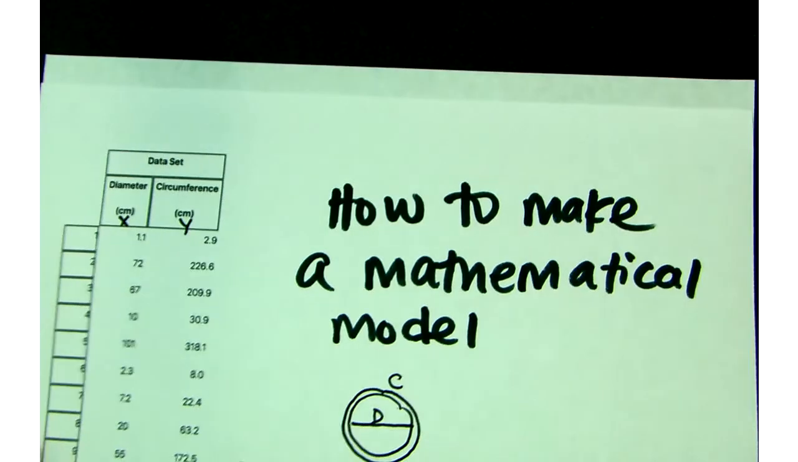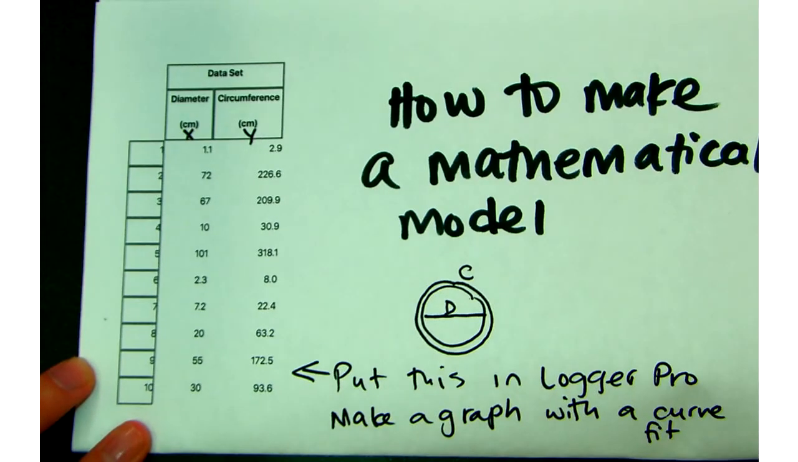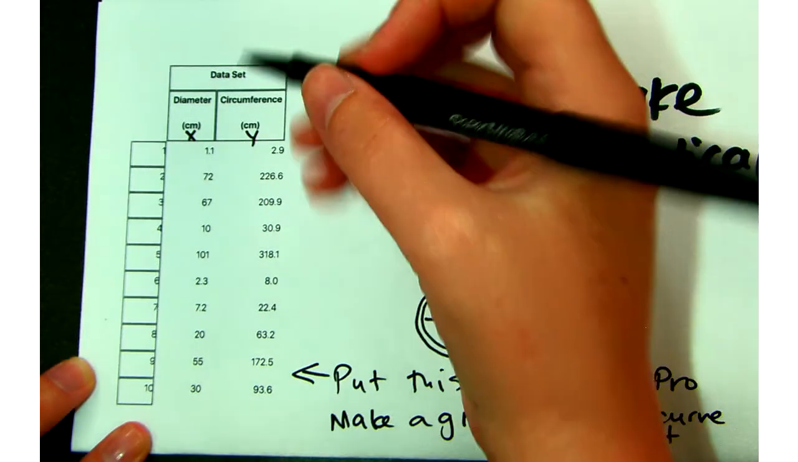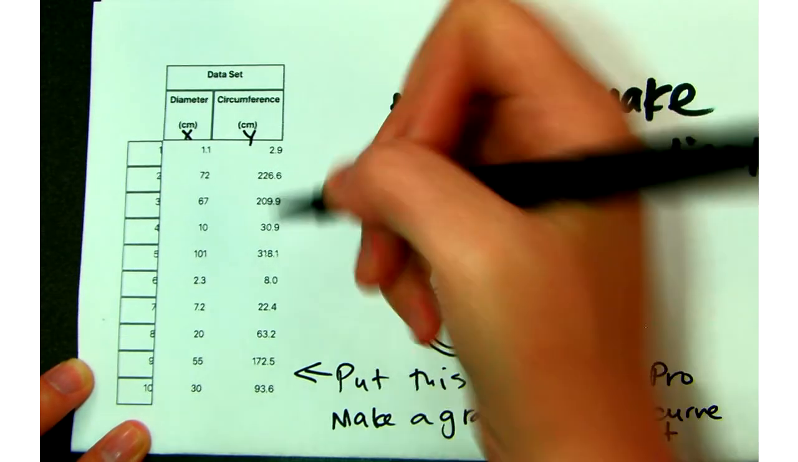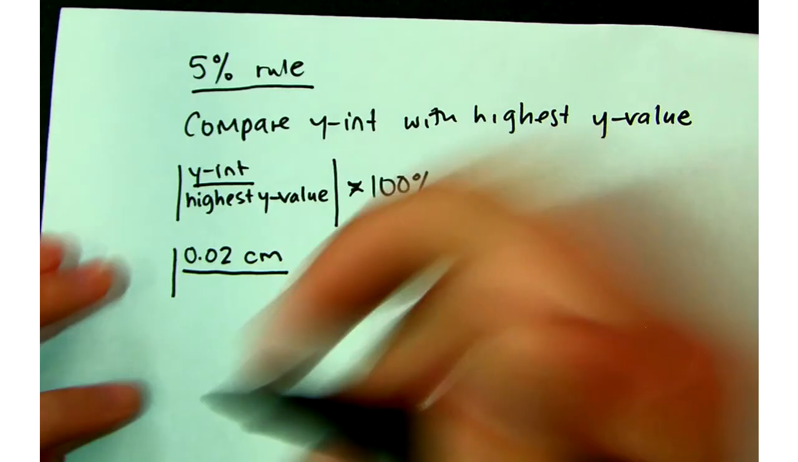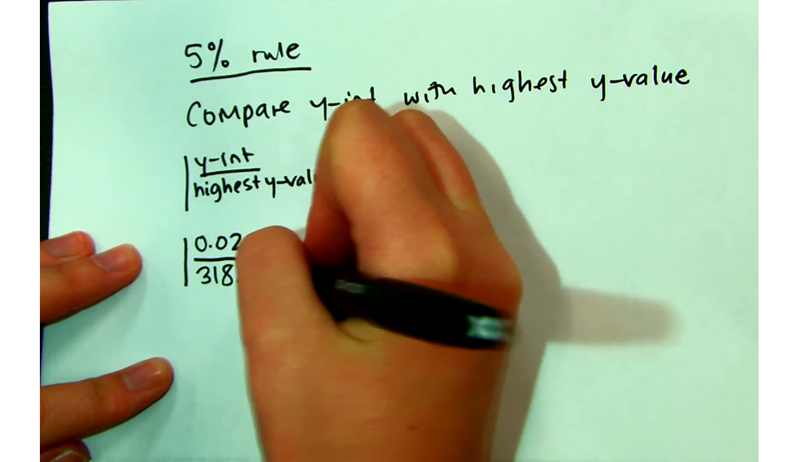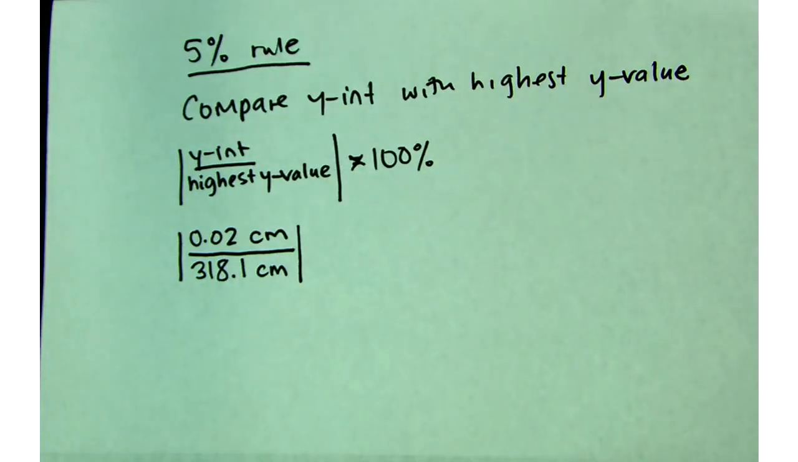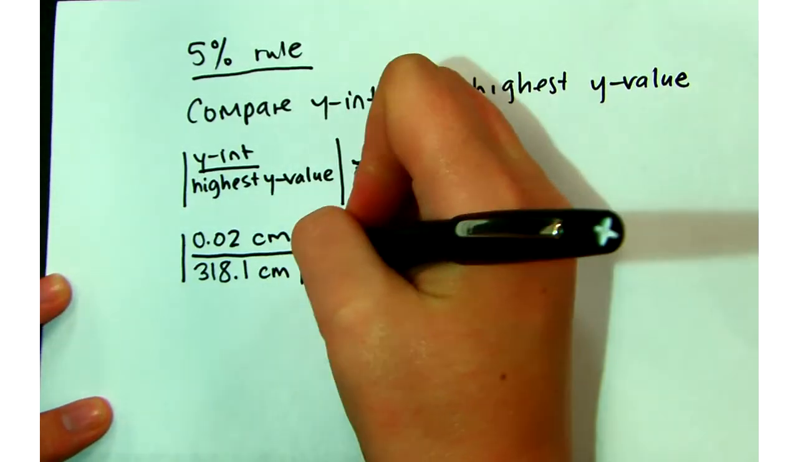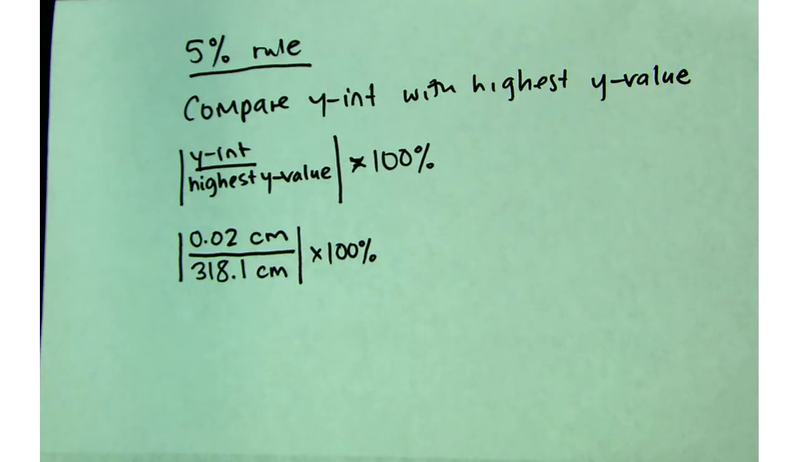which in this case is, well, here are my y values. The largest one I have on here is 318.1. And I'm going to multiply that by 100%.